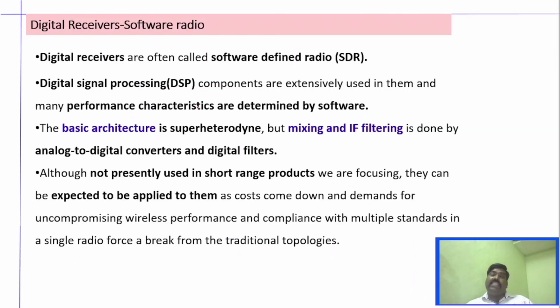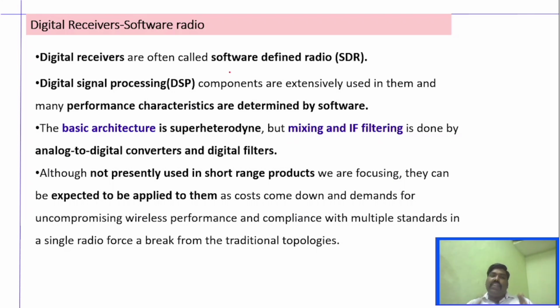And as I said, a digital receiver can also be called a software defined radio, where we will use digital signal processing components, whose performance characteristics are determined by the software. The working is very similar to super heterodyne, whereas the mixing and IF filtering will be done by the analog to digital converter and digital filters.